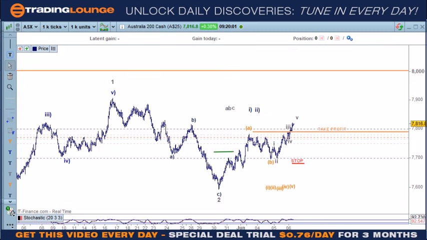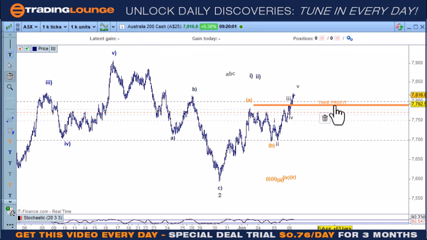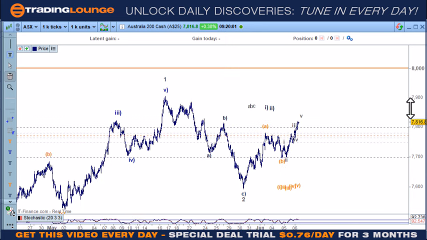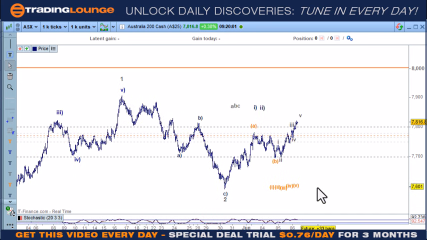And then we come over to the Australian market. And first of all, I'll just clean this up. But we had a trade here. We had a stop in there rather than taking profit there. So we're out of that trade now because I thought this move up here could be a B wave. I don't think it's the case.